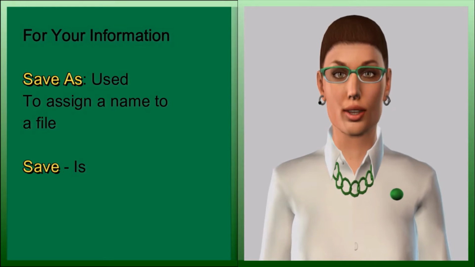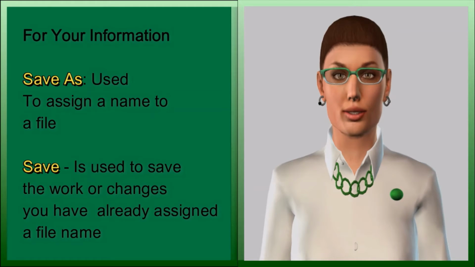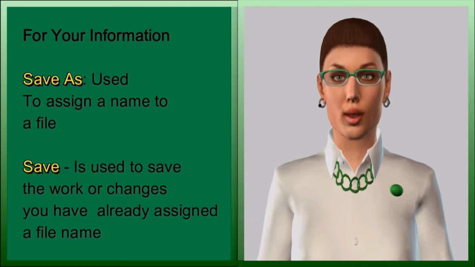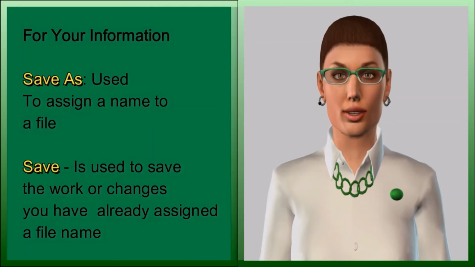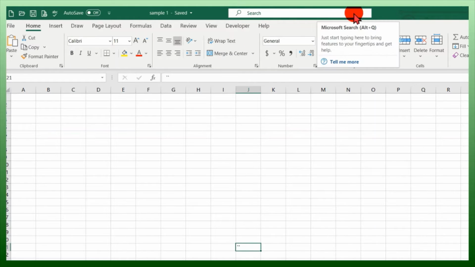Always remember, Save As is used to name the file, while Save is used to save the updates and changes you've made to a file that you are working on but have already given a name. Some of you may already know this, but this is just an FYI for those of you who do not. I would now like to take a look at the Search Help feature.